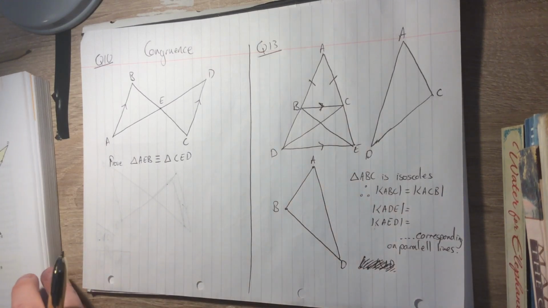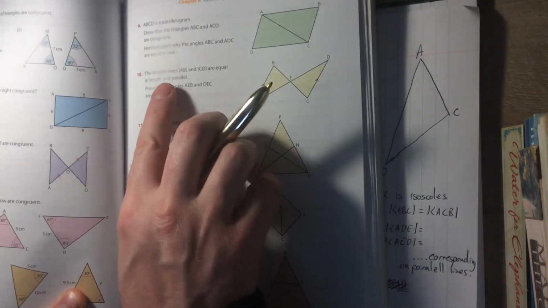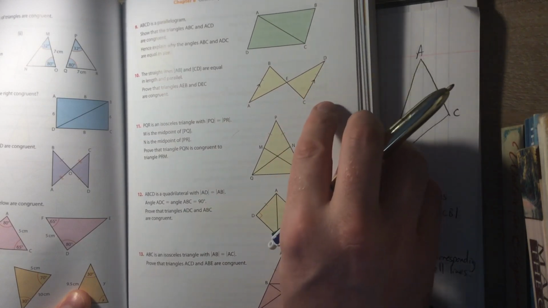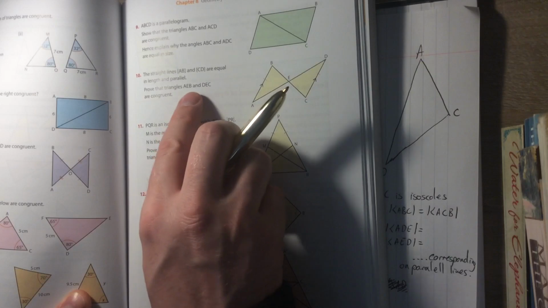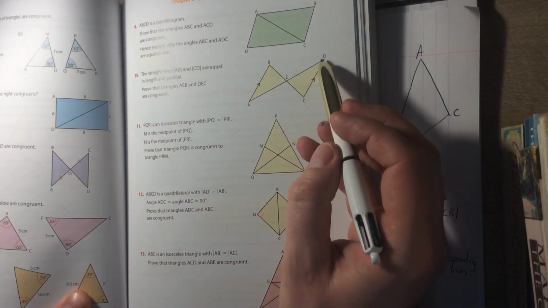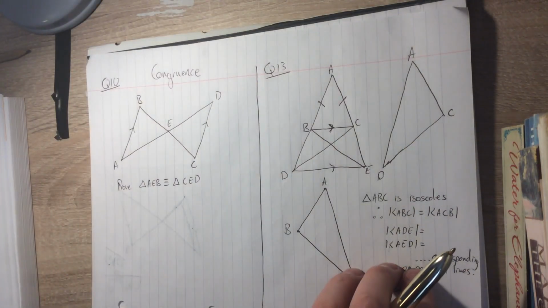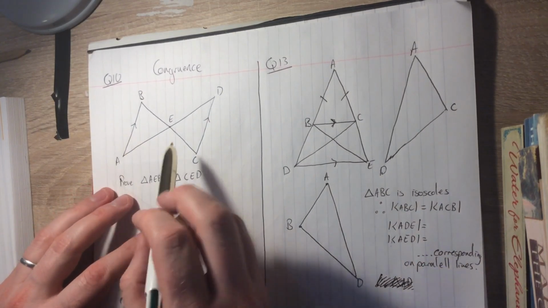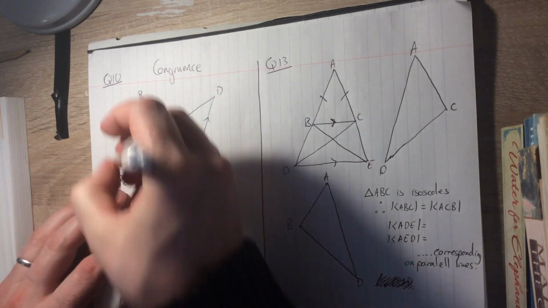Question 10 on page 183 asks you, if these two straight lines AB and CD are equal in length, they're the same length, and they're parallel to each other, prove that the triangles AEB and DEC are congruent. Okay, so how are we going to go about doing this? Well, first of all, we're trying to prove congruence. Let's look for what they have in common.